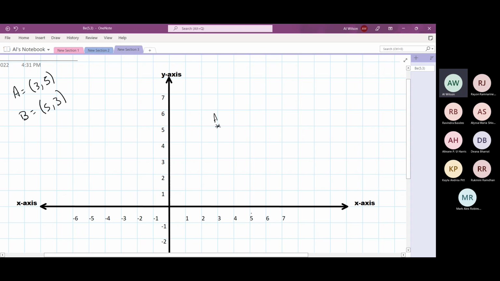And B now is 5, 3. This is B. Now look closely at A and B. You notice that the numbers are reversed, right? Yes, sir. Good. Now, what is the pattern that you're supposed to use when you're plotting coordinates? Which value is first and which one is second? Sir, X is first and Y is second.